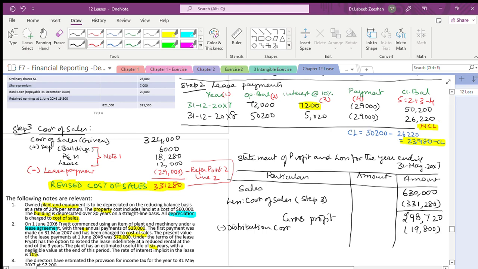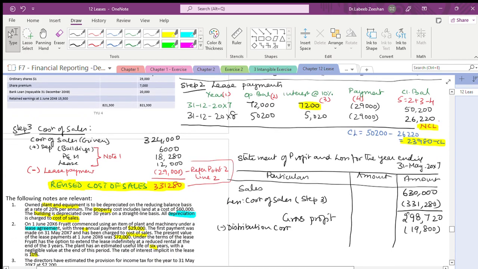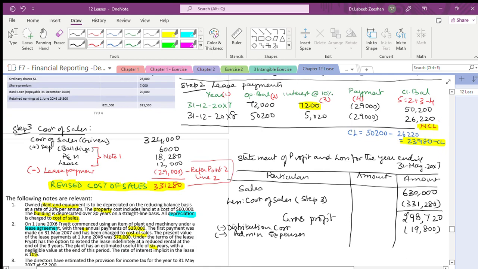Okay, next you have administration expenses. How much are the admin expenses? Admin expenses are 15,600.